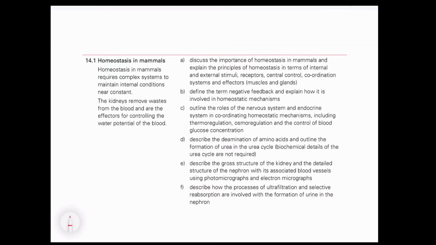For this video, I'm going to cover A2 topic 14, homeostasis in mammals, and I'm going to focus on the gross structure of a kidney. I'm going to describe the structure with reference to the structure of the nephron using photomicrographs and electron micrographs.